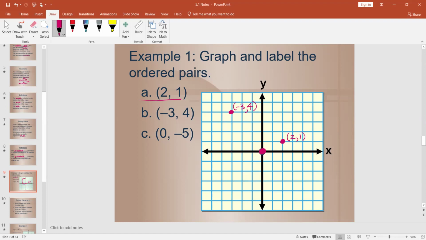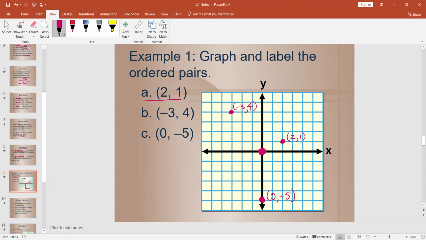The last one, I'm going to clean this up. The 0 for the x tells me that I do not move left or right from my origin. I'm going to stay right here at the origin. But then I move to -5, and that tells me I'm moving down 1, 2, 3, 4, 5. So that point falls at 0, -5. So I have to put the point, that's the graph, and then I have to label it, that's the coordinates. And so now we have our 3 points labeled.